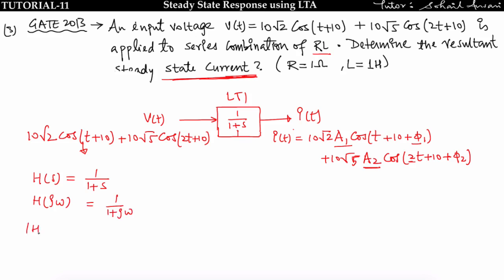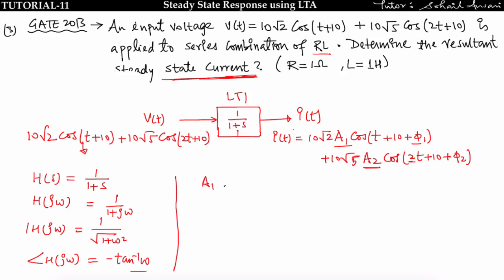Hence magnitude of H(jω) is equal to 1 by under root of 1 plus ω square, and angle of H(jω) is equal to minus tan inverse ω. Now find A1 and φ1. A1 and φ1 can be found by putting ω is equal to 1. So if we put ω is equal to 1 here, then magnitude of H(jω) at ω is equal to 1 will be 1 by root 2, and angle of H(jω) will be minus tan inverse 1, that is equal to 45 degree.